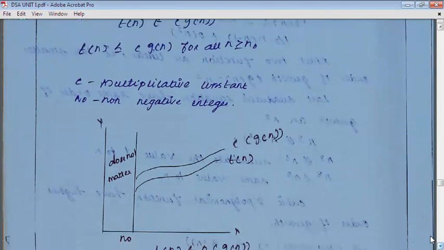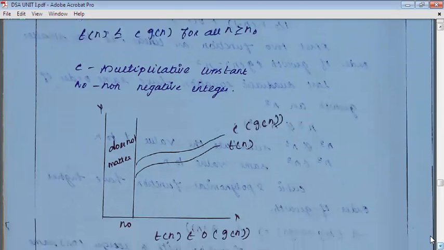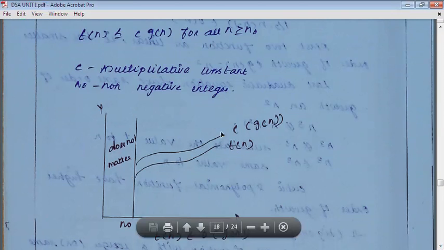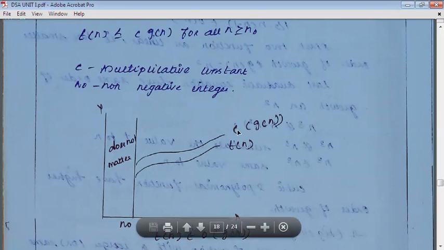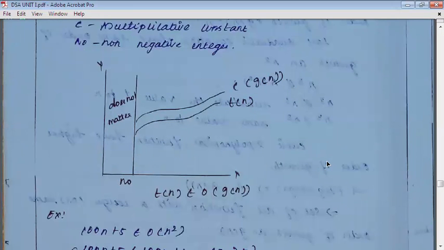Here the representation is a graph. The x-axis is n and the y-axis is g of n. Here you see that T of n is of smaller or the same order as g of n. So T of n is below, or less than or equal to, c times g of n. Before that, n naught is a non-negative integer, so don't bother about negative integers, only consider positive integers.